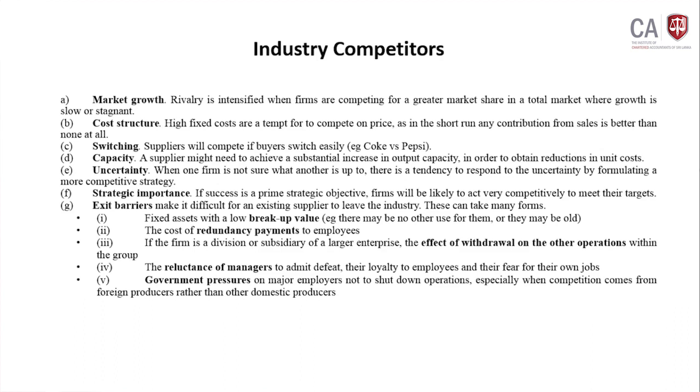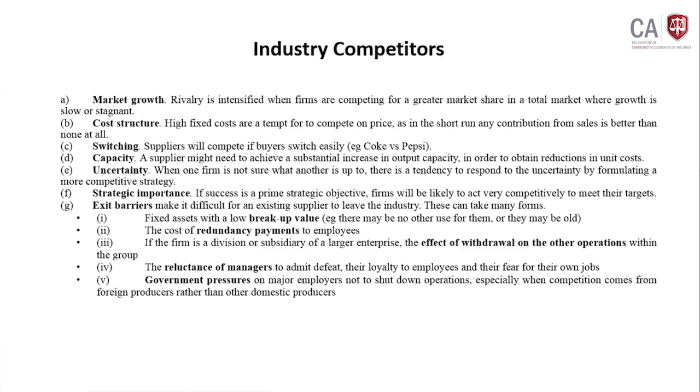Final one, industry competitors. Some of the information was given on this. What about the industry competition? Market growth rate, there is opportunity for the market, right? Cost structure, switching, capacity, uncertainty, strategic importance, exit barriers. Switching cost is right. Suppliers will compete by a switch easily. Yes, here industry competition is increased.